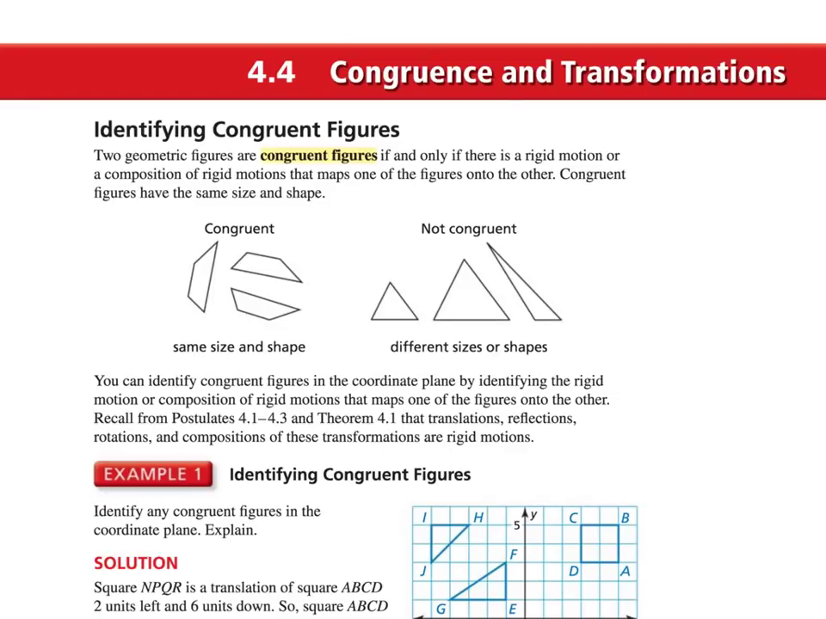All right, starting lesson 4.4, congruence and transformations. Identifying congruent figures. Two geometric figures are congruent figures if and only if there is a rigid motion or a composition of rigid motions. So rigid just means nothing changes about the shape of the figure.